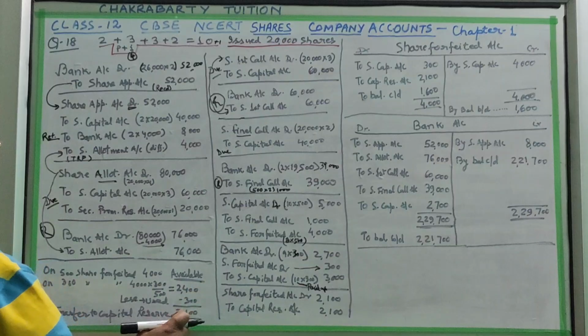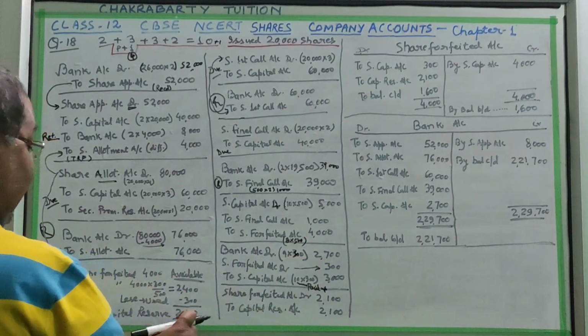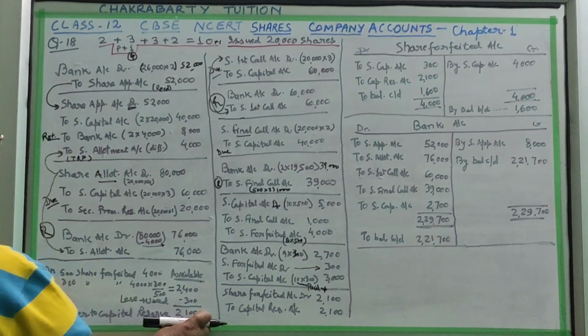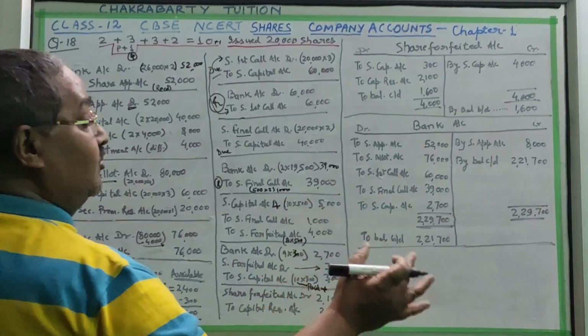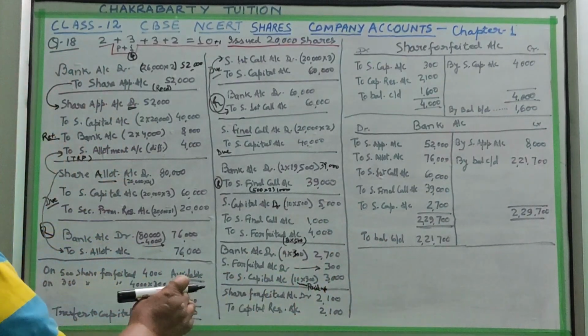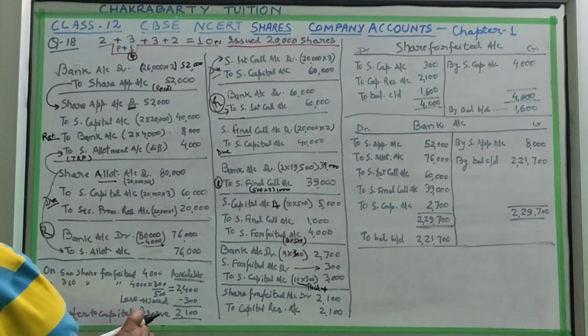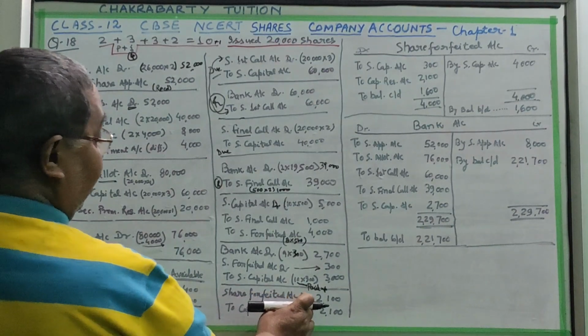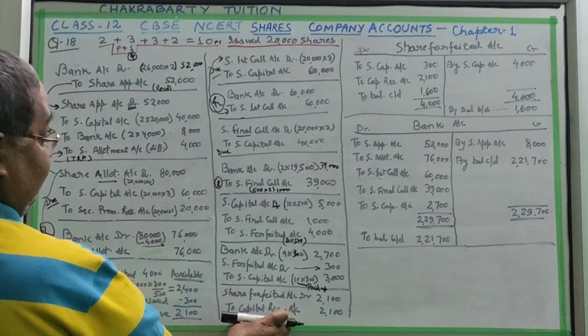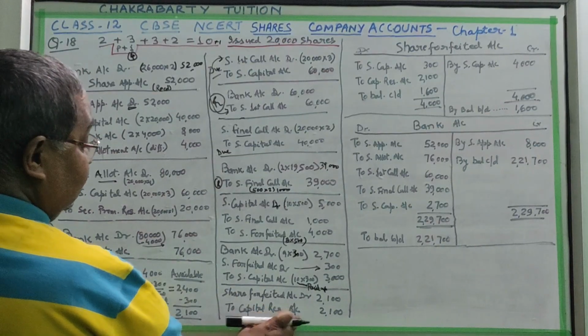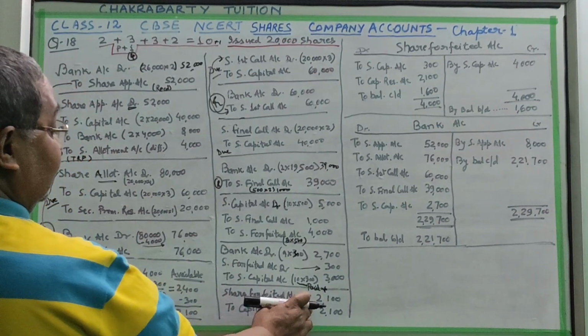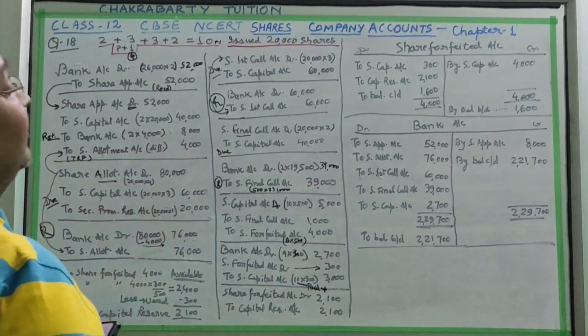Now out of 2,400 only 300 has been used. It means 2,100 will not be used in future, because for 300 shares we have calculated 2,400. So the transfer to capital reserve account will be 2,100. That's why share forfeit account is debited to capital reserve account. So in this way, this is the capital reserve answer, and now we will prepare the share forfeit account.